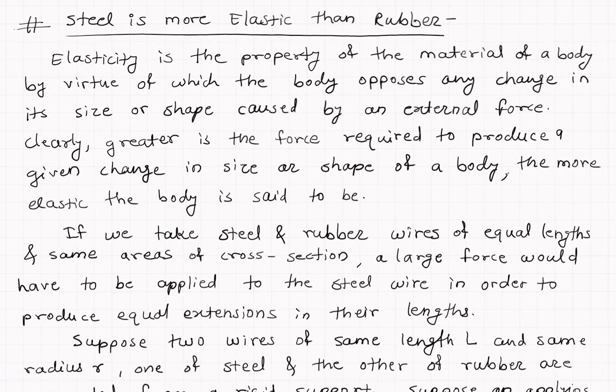Steel is more elastic than rubber. Elasticity is the property of the material of a body by virtue of which the body opposes any change in its size or shape caused by an external force. Clearly, the greater the force required to produce a given change in size or shape of a body, the more elastic the body is said to be. If we take steel and rubber wires of equal length and same area of cross section, a large force will have to be applied to the steel wire in order to produce equal extensions in their lengths.